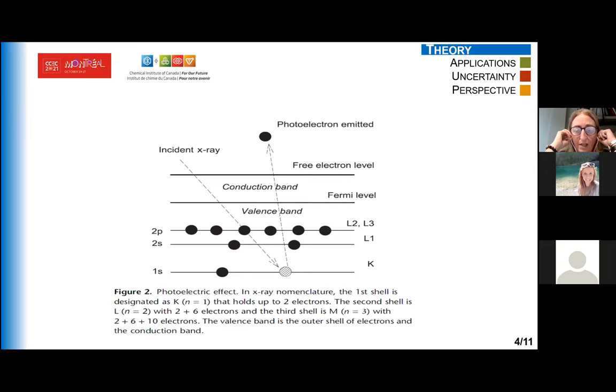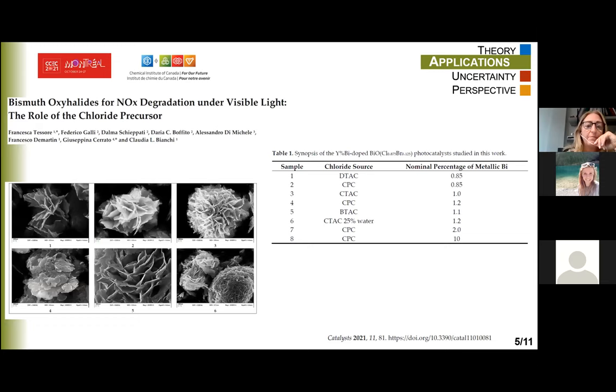In this case, there is a particular technique. It's not called XPS, but UPS. And in this case, you can have information just on the valence band of one element, in this case, compound.